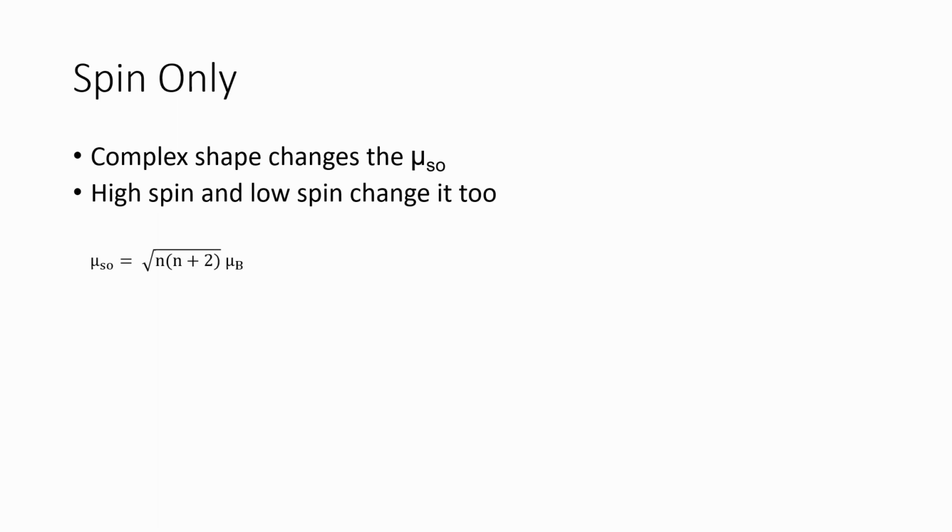So here we can see that mu of spin only is equal to the square root of n, which is the number of unpaired electrons, open bracket, n plus 2, close bracket, times mu B. Mu B can also be known as the Bohr magneton, which is equal to eh over 4 pi me.